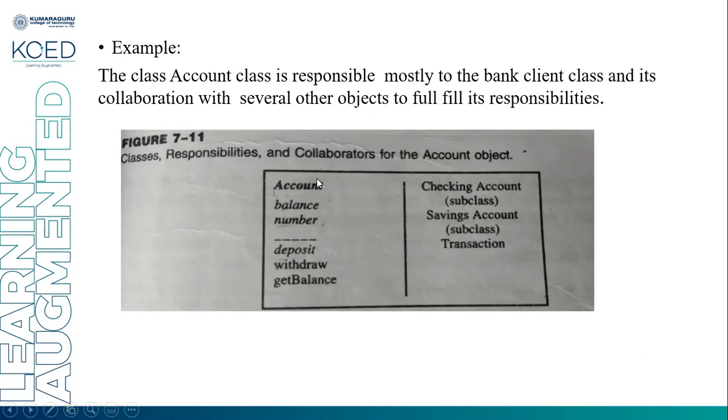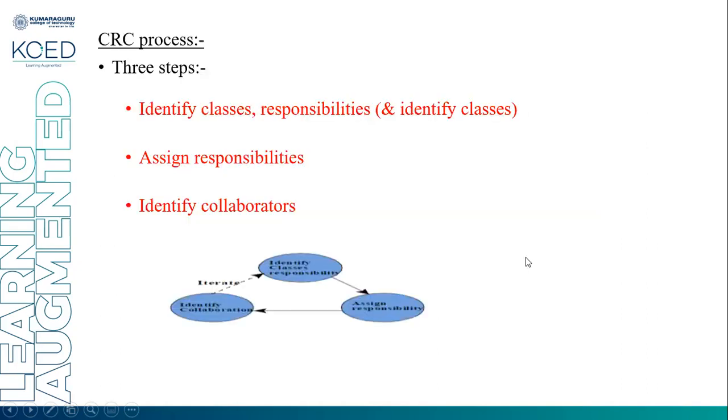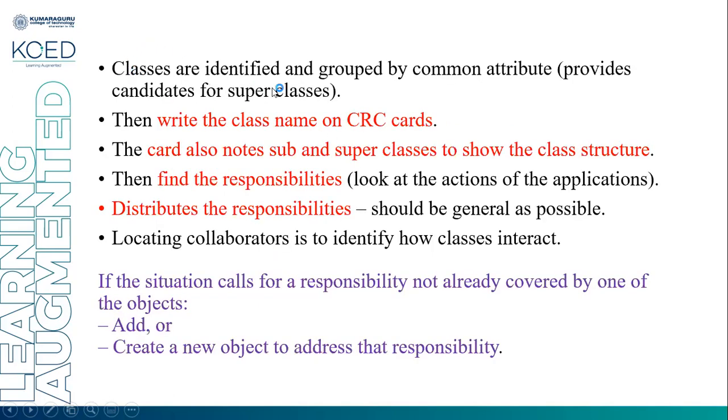By using this index card, we are identifying the collaborators for the account class: checking account, saving account, and transaction. And the CRC process contains 3 steps: identify the classes, assign the responsibilities, and identify the collaborators. So this is a three-step iterative, repeated process. It will go through several iterations to identify the collaborators. Classes are identified and grouped by common attributes, providing candidates for superclasses. Then write the class name on the CRC card. The card also notes subclasses and superclasses to show the class structure.